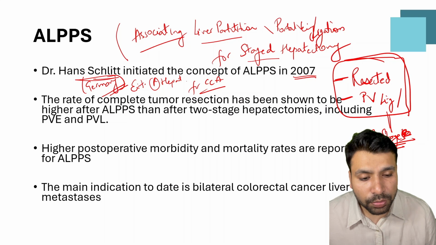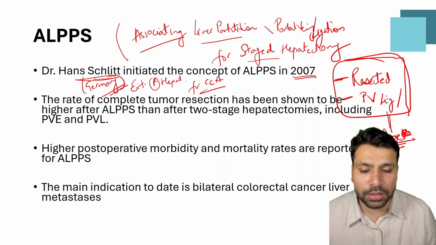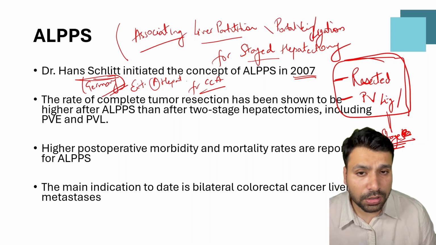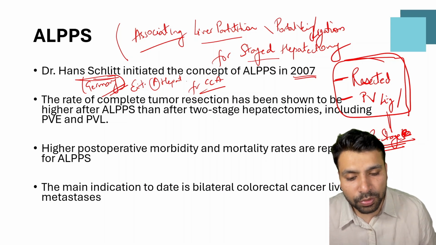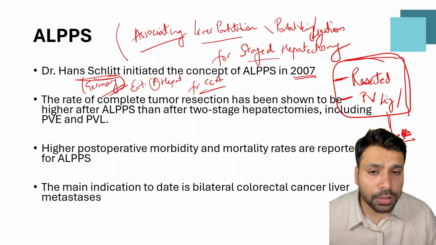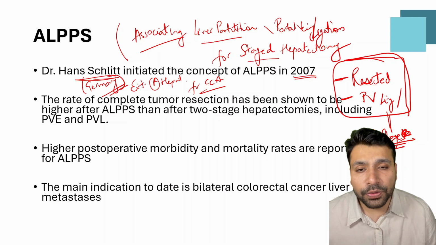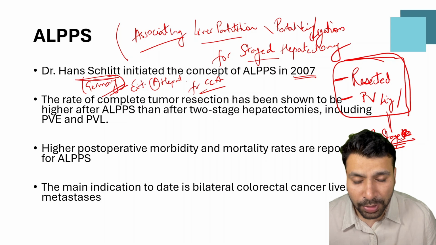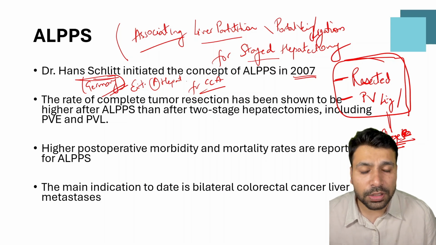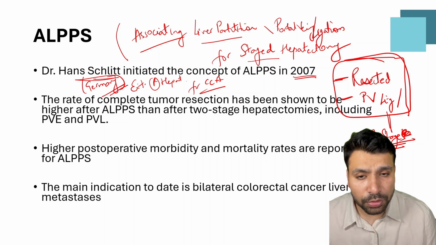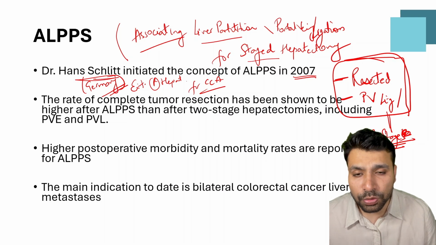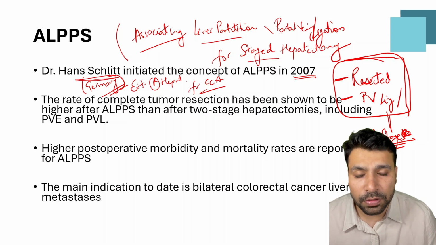The rate of complete tumor resection has been shown to be higher after ALPS than after two-stage hepatectomies or portal vein embolization and ligation. But the problem is, you have to do surgery twice. So there is very high post-operative morbidity and mortality. So you need to select the patient very well, monitor the patient very well, and have interstage management of the patient very well. Even after stage one, some ALPS procedures have been abandoned because the patients were not suitable for stage two. So interstage management of these patients is very important.